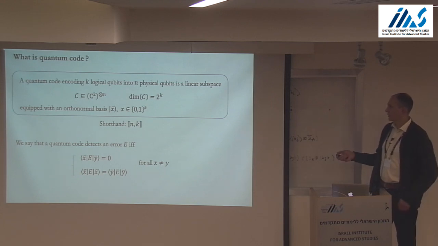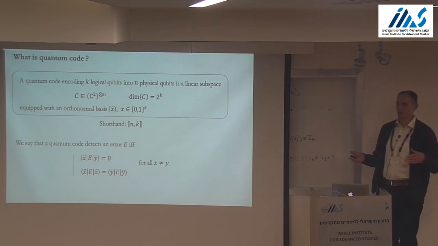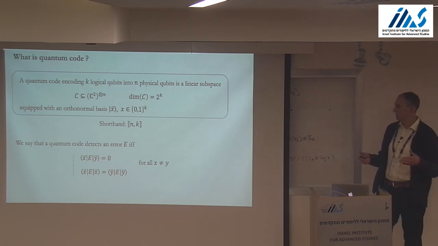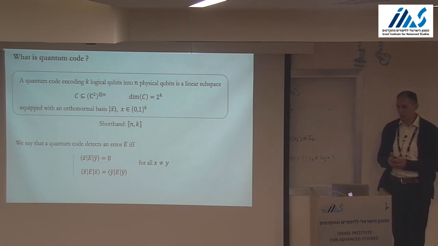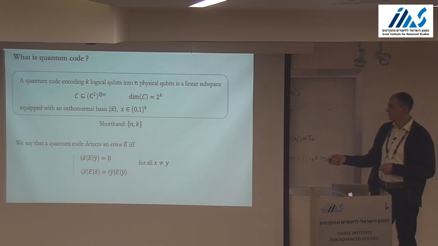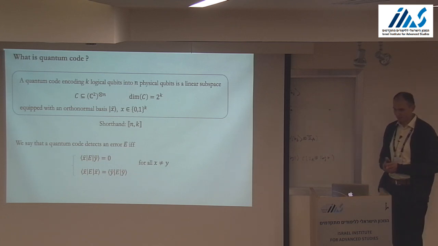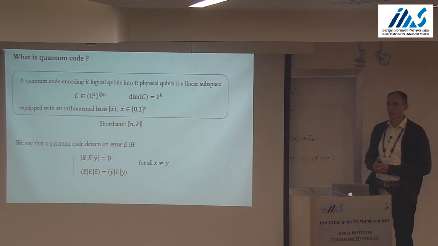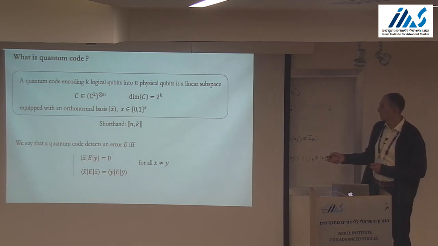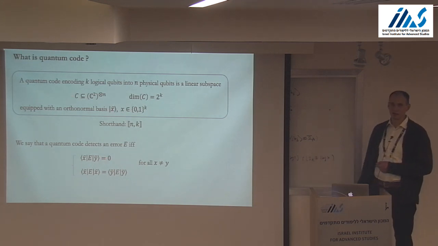At this point, it's not clear how this definition is related to error detection, but hopefully I will clarify this in a few slides. So at this point, it's just a formal definition. It does not depend on C at all. Well, this x bar and y bar are basis vectors of C.